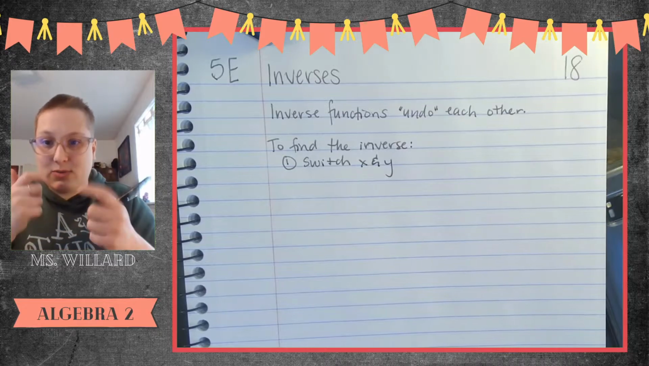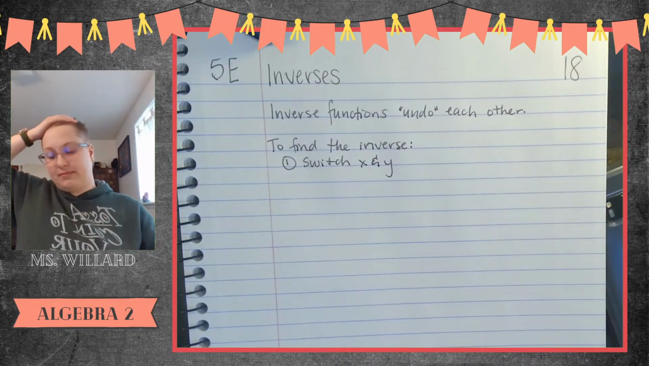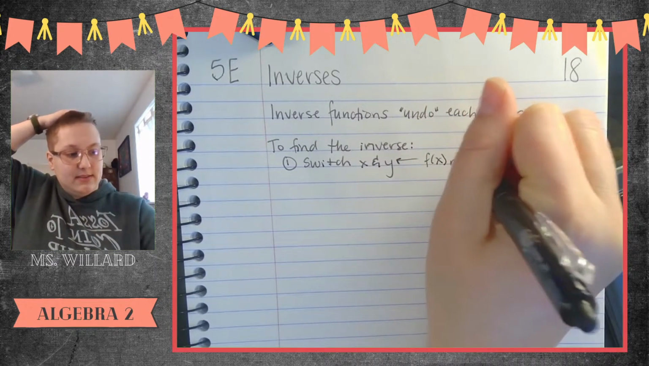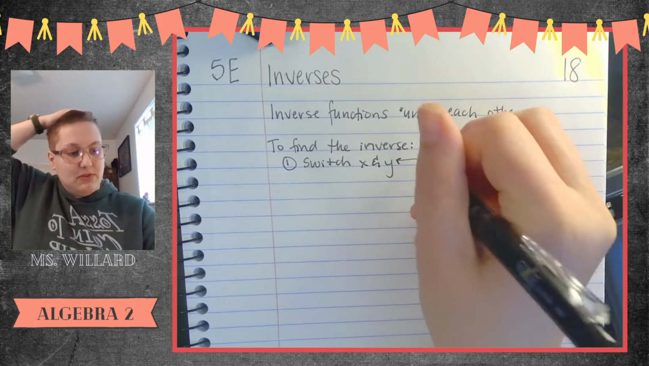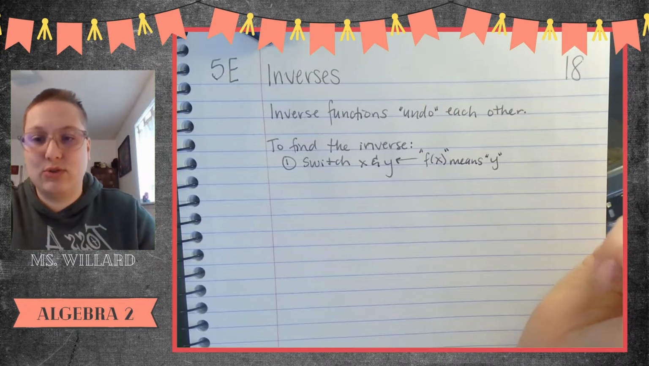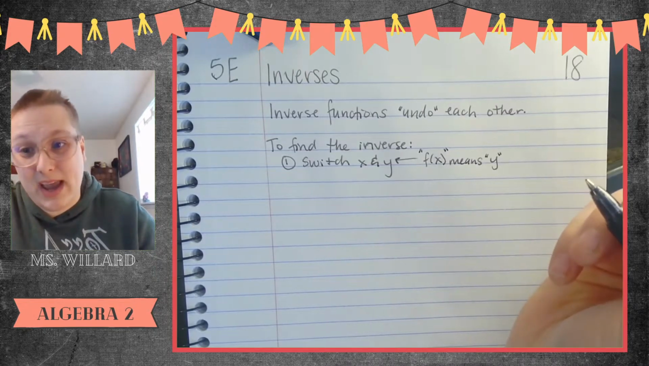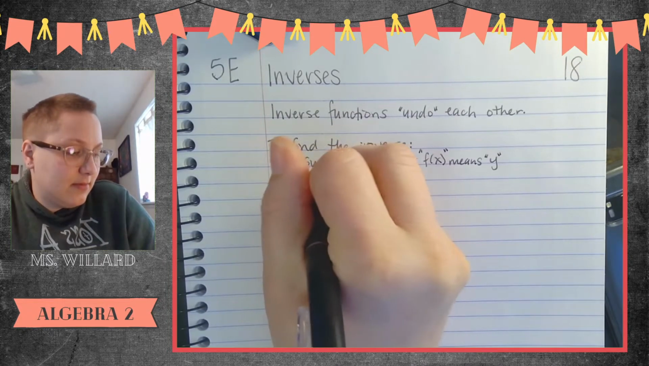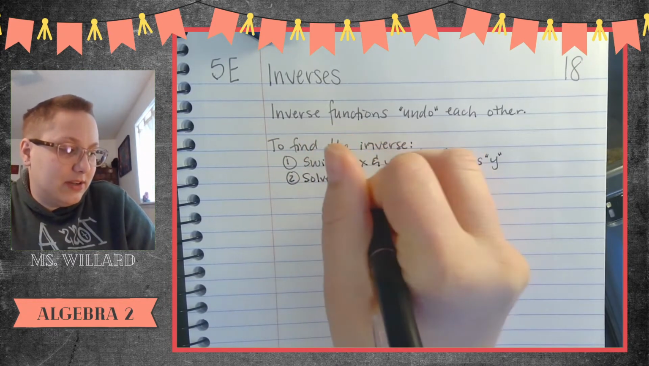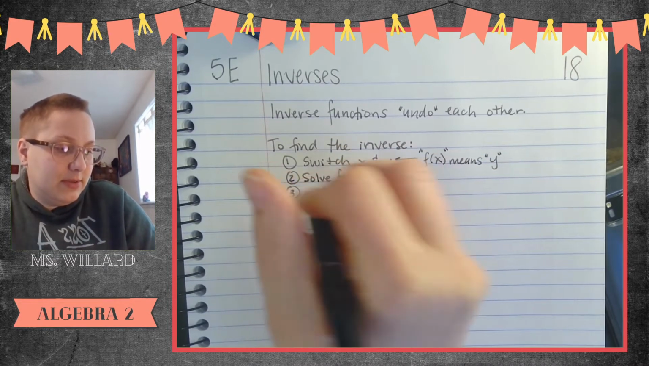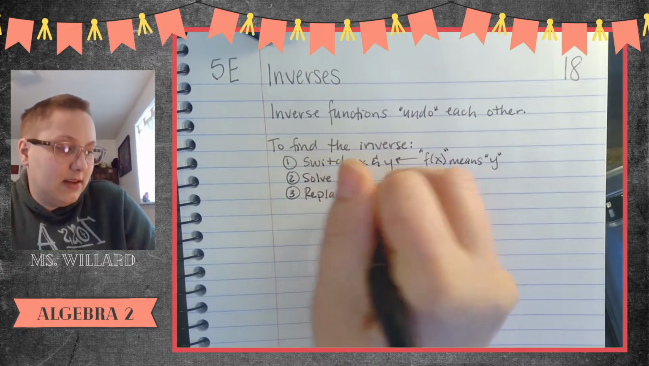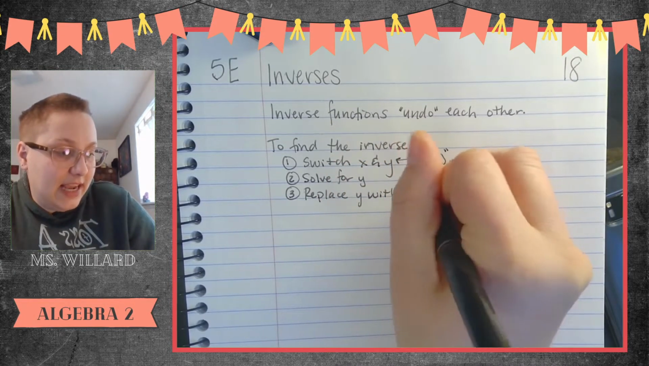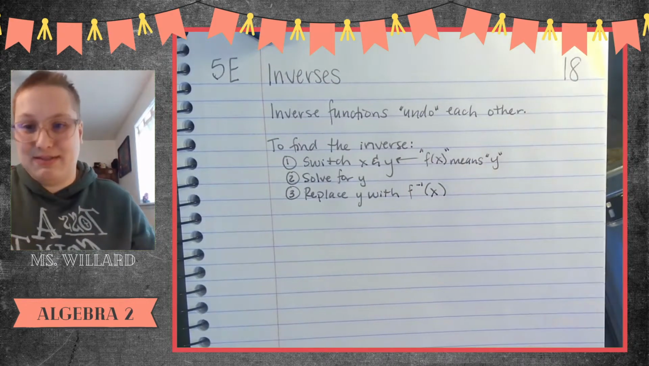So we're going to swap them. We're going to swap the x and the y. Also, just as a reminder, f of x means y. So if you see an f of x, it's the same thing as writing y. So don't stress out if it says f of x. I'm going to show you an example. It's okay. Calm down. And then solve for y, or rearrange the equation for y. And then usually what we do is we replace y with this inverse, which is f negative 1 of x, which means inverse.